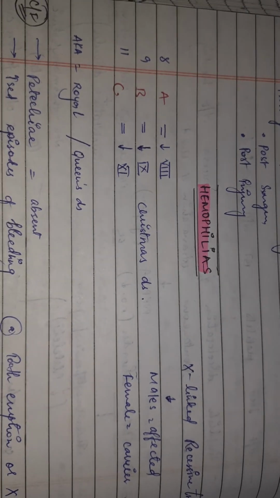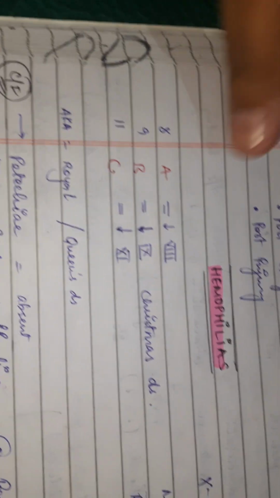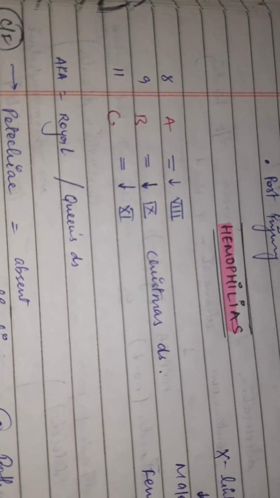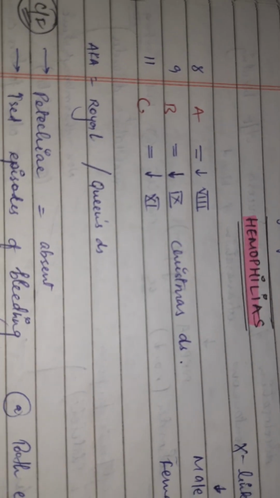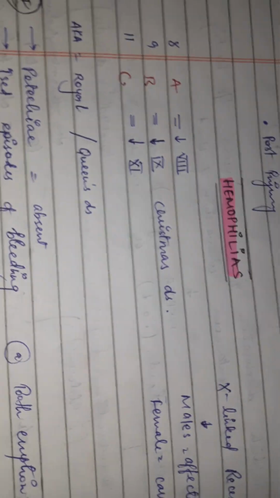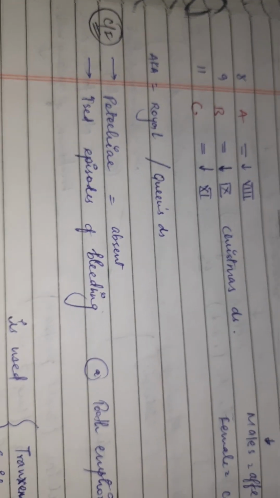First is hemophilia. There are three main types: A, B, and C. A is a decrease in factor 8. B is a decrease in factor 9, also called Christmas factor, which is very famous. And C is a decrease in factor 11. It is an X-linked recessive trait: males are affected, females are carriers. Also called Queen's disease or royal disease.